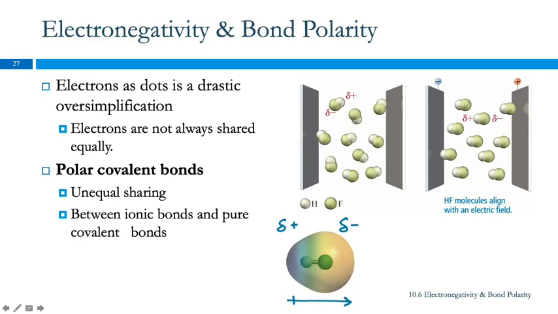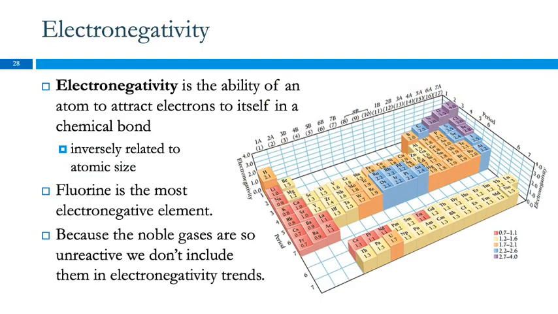And so the concept here is called electronegativity. You guys are getting really good at leading me into the next topic. So thanks for that. Electronegativity. So the definition of this is the ability of an atom to attract electrons to itself in a chemical bond. And it's generally inversely related to atomic size. So this is another one of those atomic trends, the periodic trends.